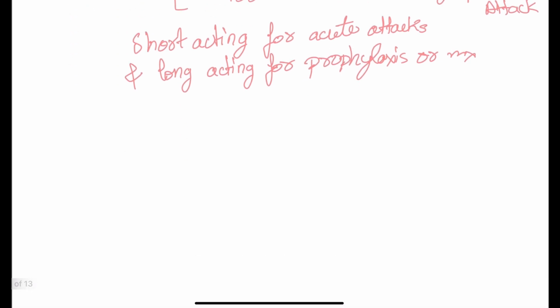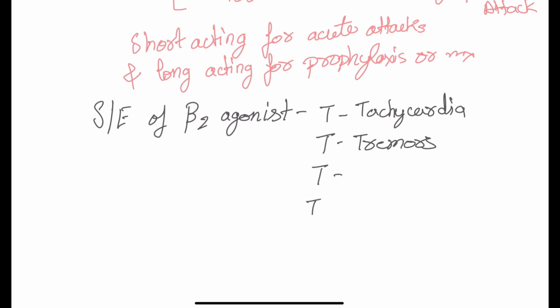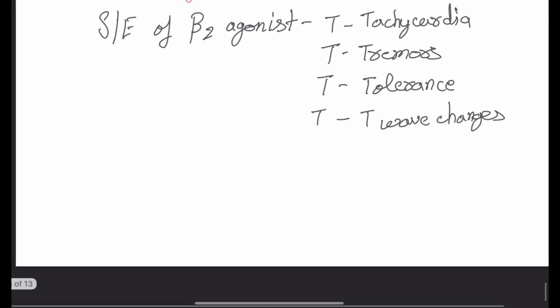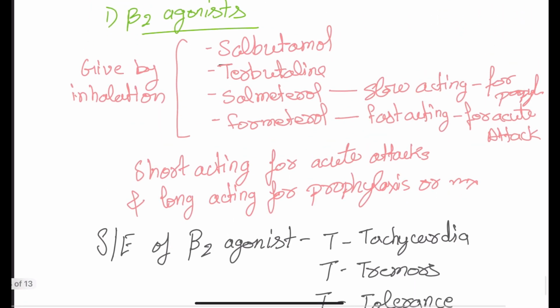There are some side effects related to beta 2 agonists. Just remember, T T T T T. First T, tachycardia. In high doses it stimulates beta 1 as well. Tremors, the most common side effect. Tolerance, mainly with long acting beta 2 agonists. T wave changes because of hypokalemia, they cause hypokalemia, and hyperglycemia also.